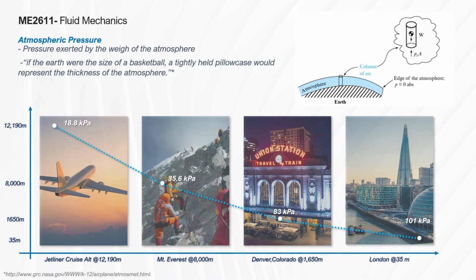So atmospheric pressure essentially is the pressure exerted by the weight of the atmosphere. It's basically it. Just imagine if you have the surface of the earth, and to the edge of the atmosphere, you get a cylindrical component. Then you have a column of air that's basically atmospheric pressure. Okay? If the earth were the size of a basketball, the thickness of a pillowcase would represent the thickness of the atmosphere, basically.